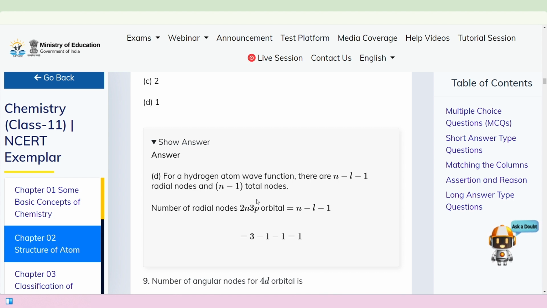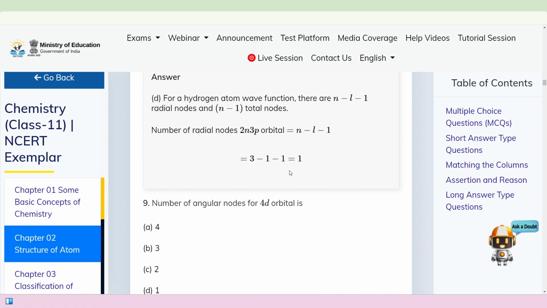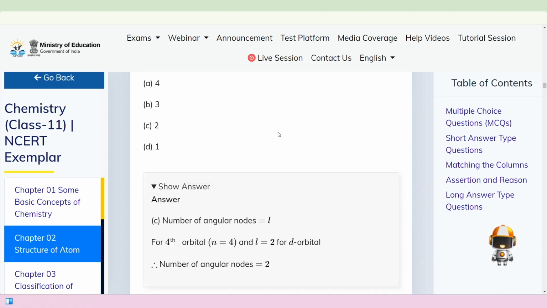So if we know the number of total nodes and the number of angular nodes, and you subtract angular nodes from total nodes, you will get the radial nodes. So n minus L minus 1. Clear? Okay. So I made a mistake here, I will not say radial node. The angular node value is equal to L. So this gives you the value of 1 as the number of radial nodes for 3p.